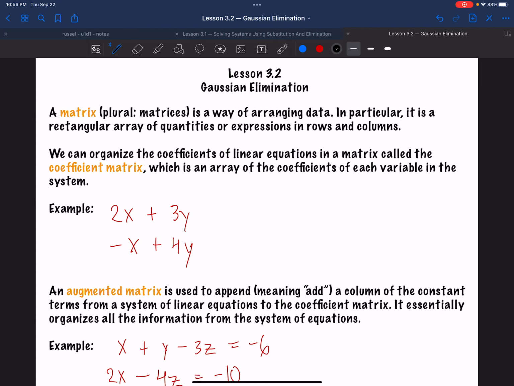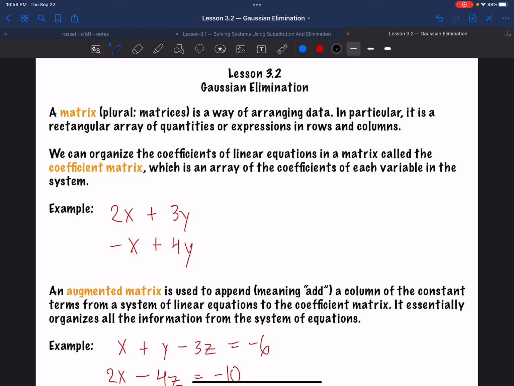All right, here we go. Lesson 3.2 on Gaussian elimination. Now, I'm probably going to be talking for a fat minute here because there is a ton of new vocabulary here. Now, a lot of it, in the grand scheme of things, in your high school career, this vocabulary is very advanced.